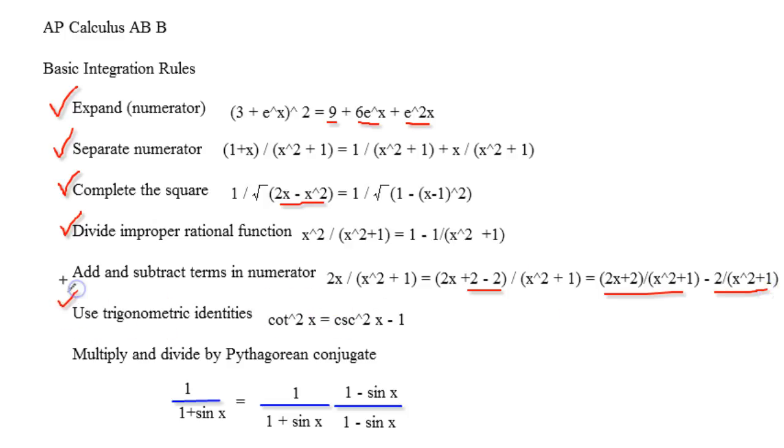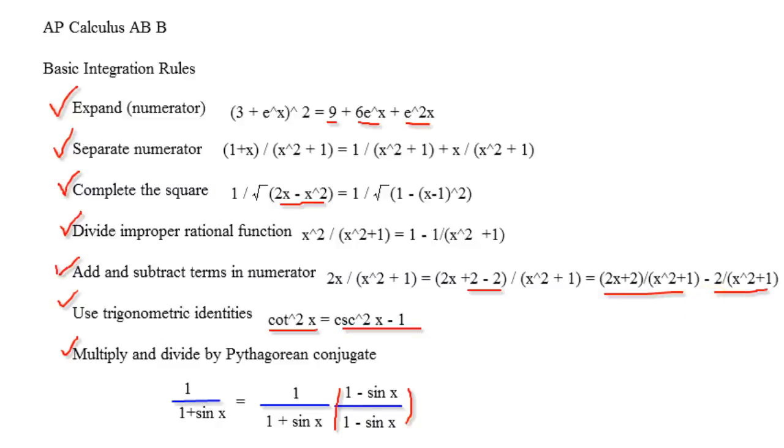Use trig identities. Those can never be understated right there. Trig identities. Turn something complicated like this into something like this. All right, multiply and divide by the Pythagorean conjugate. Okay, so in other words, multiply top and bottom by 1. And that's a great calculus trick that helps out too. Another thing that we need to remember is our integration rules. You do need to know your rules just working with it.